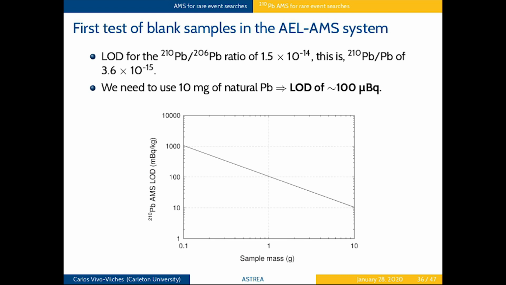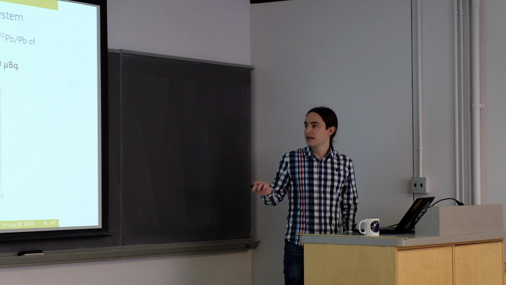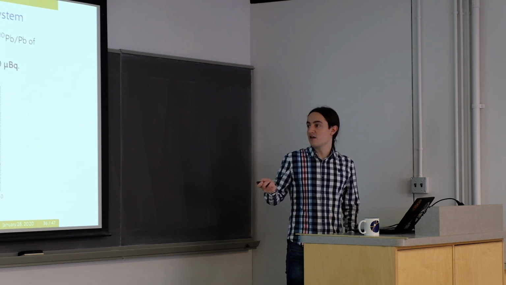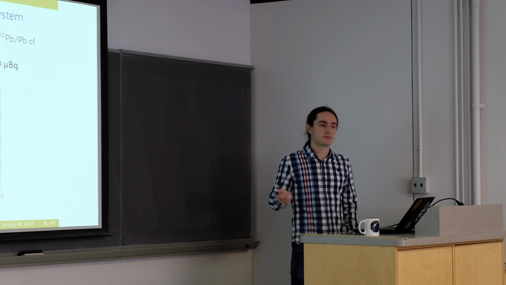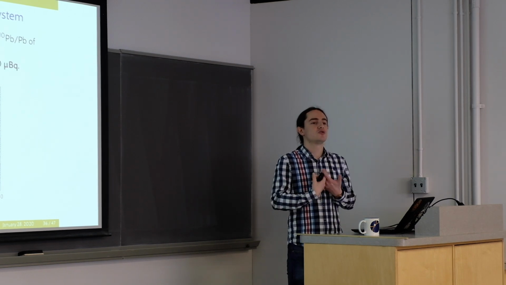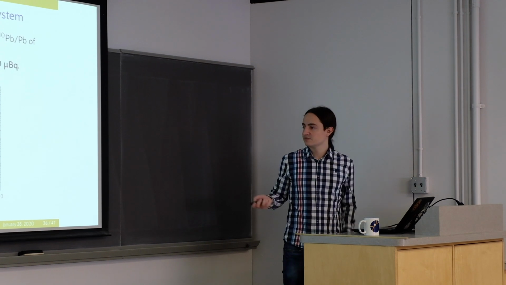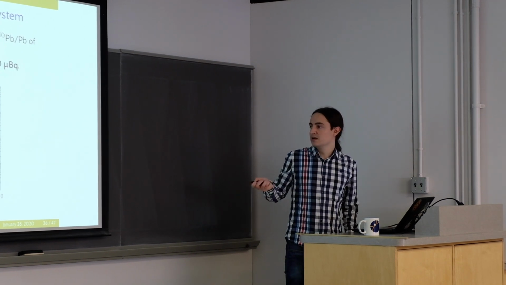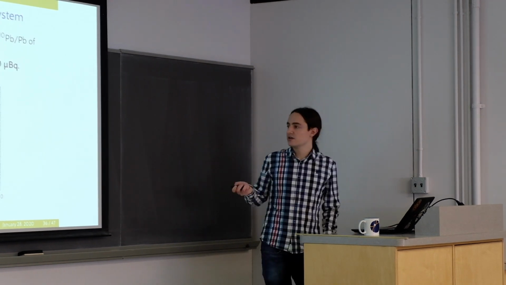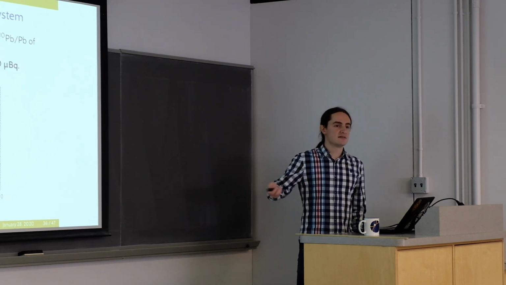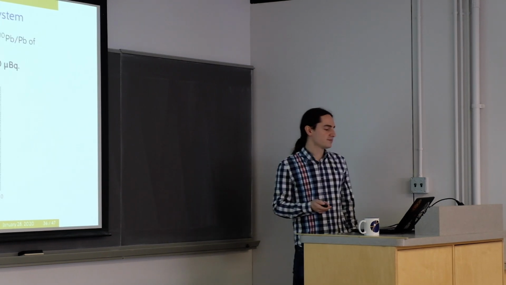If we can use only less than 1 gram of sample, between 0.1 and 1, then we will be more in the hundreds of millibecquerels per kilogram. When we are able to dissolve more sample and separate it from the lead that we are adding, then we would improve this limit of detection to several tens of millibecquerels per kilogram.